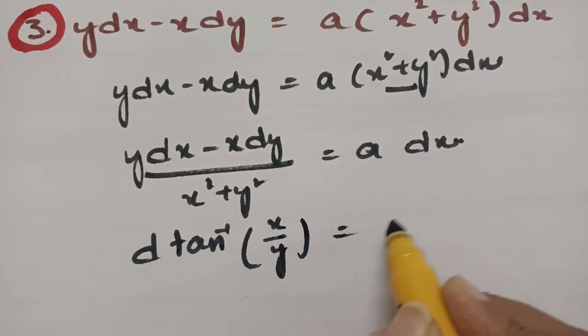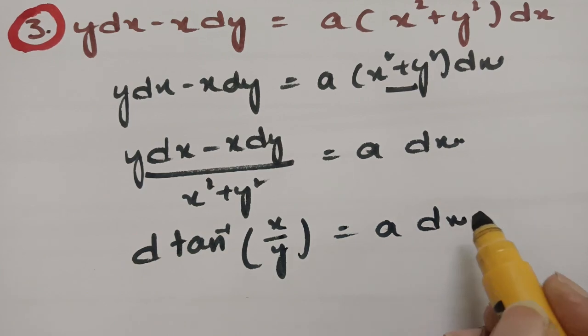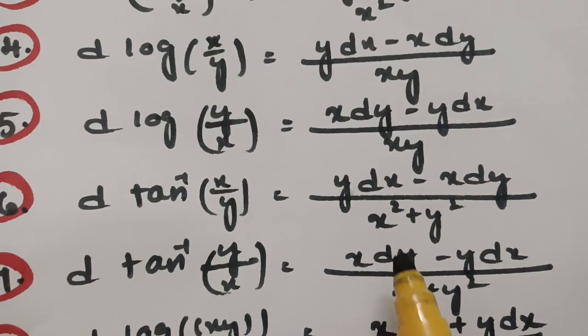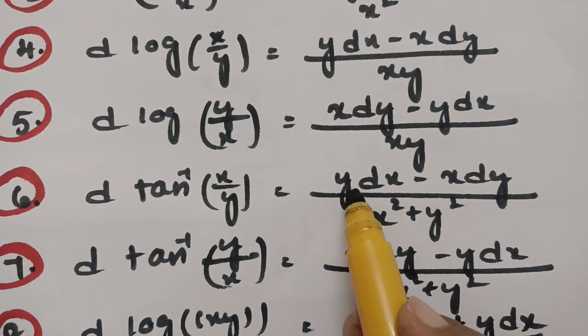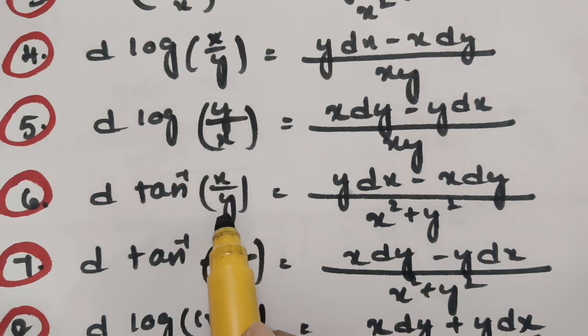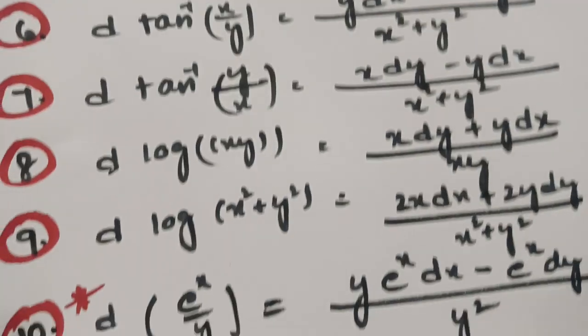by y. So this is a into dx. I'll show you the formula which I have used: x square plus y square. If I have started with y here, this will be the derivative of tan inverse of x by y. So these are the formulas which are very, very important.